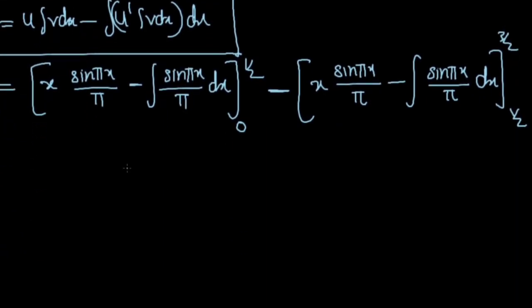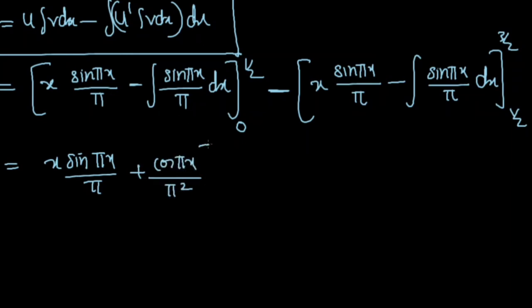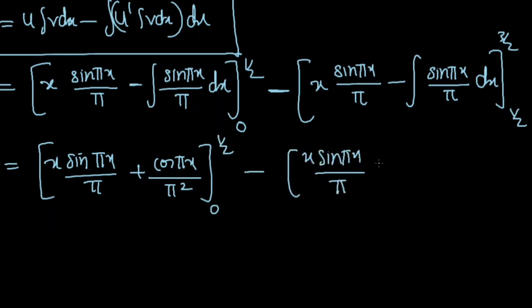From here, we substitute the limits. x sine pi x divided by pi, minus integration of sine pi x, which is minus cos; minus to minus gives plus cos pi x divided by the coefficient pi, into pi square. So upper limit, lower limit, 0 to 1 by 2. Minus, again x sine pi x divided by pi, minus integration of sine, which is minus cos; minus to minus gives plus cos pi x divided by pi into pi square, with limits 1 by 2 to 3 by 2.